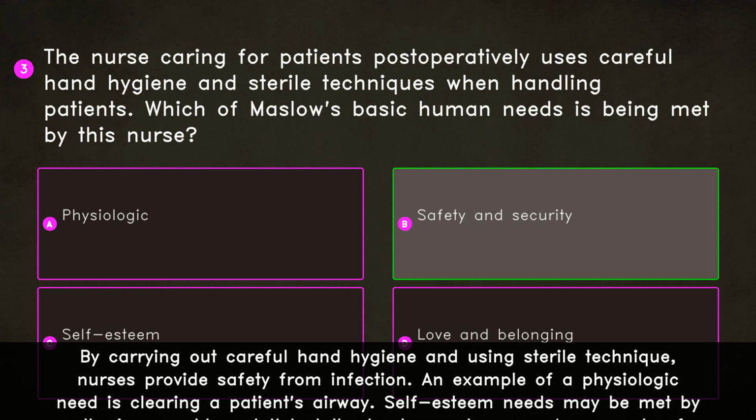By carrying out careful hand hygiene and using sterile technique, nurses provide safety from infection. An example of a physiologic need is clearing a patient's airway. Self-esteem needs may be met by allowing an older adult to talk about a past career. An example of helping meet a love and belonging need is contacting a hospitalized patient's family to arrange a visit.